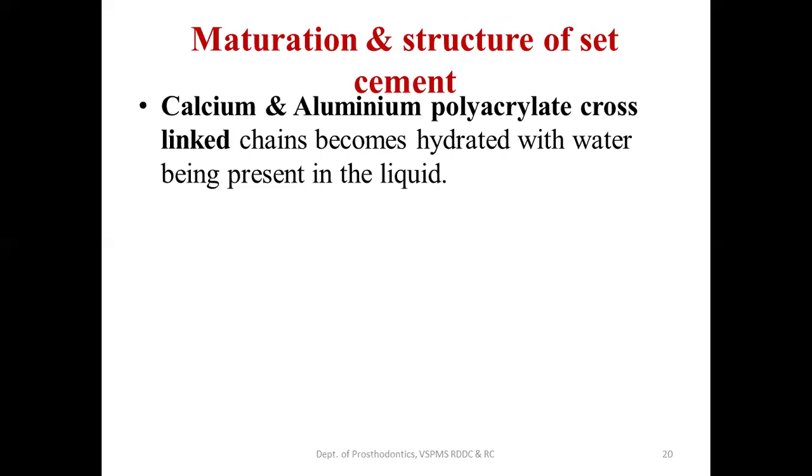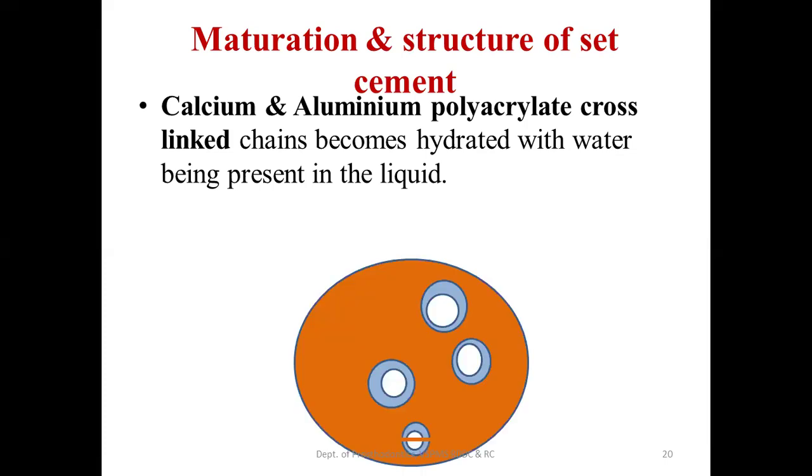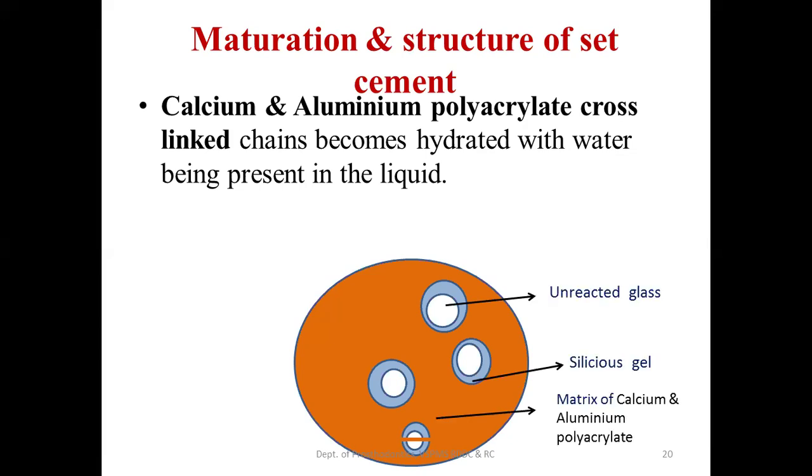Now the last step is the maturation and the structure of the set cement. The calcium and aluminum polyacrylate cross-linked chains become hydrated with the water which is present in the liquid. That's why this process is called the maturation stage. In the set cement, you can see the white inner part, that is the core particles which are the unreacted glass, and it is covered with the silica gel, and you can see the matrix of calcium and aluminum polyacrylate, in the initial mix and the final set cement. So this is a matrix made of calcium and aluminum polyacrylate.